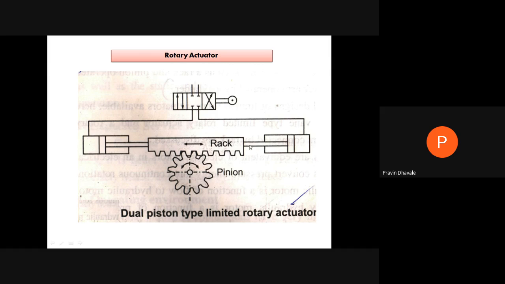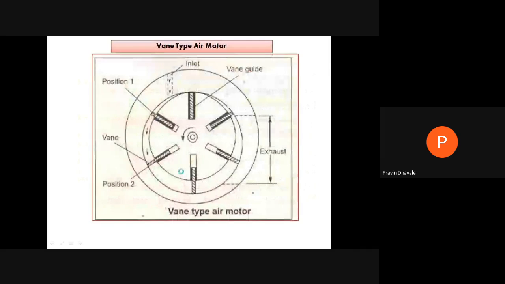At that time, this rack will move toward the left hand side. Because of that, this pinion will rotate in anti-clockwise direction like this. It is the rotary piston. Now, vane type gear motor.